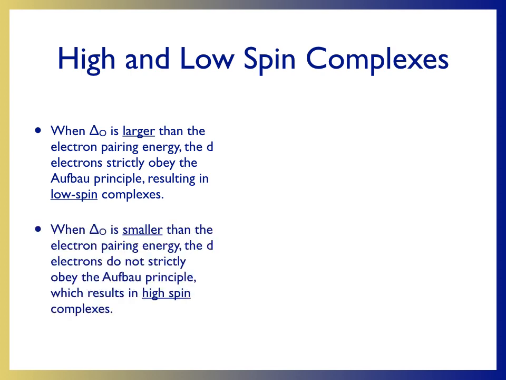When delta O is smaller than the electron pairing energy, then it actually takes less energy to put the electrons in a higher energy orbital than to actually pair them up within the same orbital. This means that the complex ion will maximize the number of unpaired electrons, and this will result in a high spin complex. Please note that high spin and low spin are relative to one another. This doesn't mean that low spin complexes won't have unpaired electrons. It just means it will minimize the number of unpaired electrons for a given electron configuration.